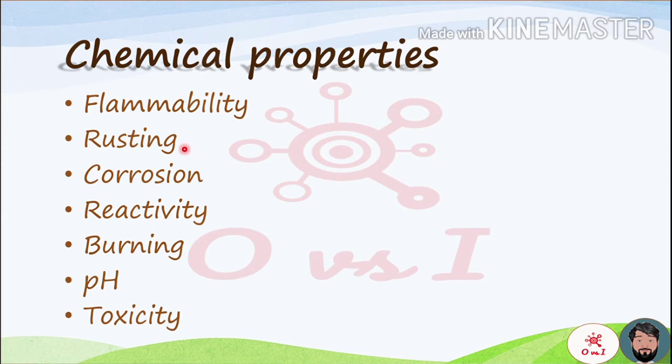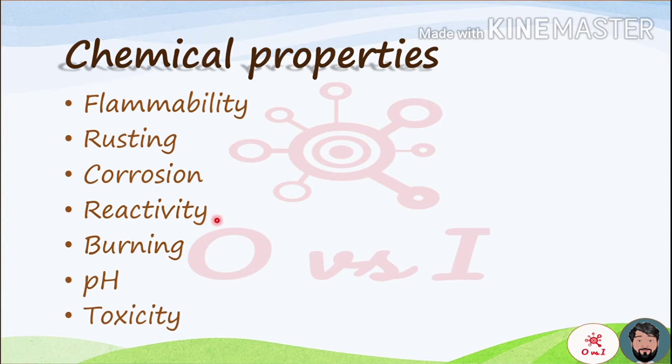Rusting is the property of metals like iron. Iron catches the rusting. But like plastics and wood, they don't rust. And the third one is corrosion. Corrosion is the same type of rusting, but sometimes we use corrosion for all metals and rusting only for iron. So that's it.